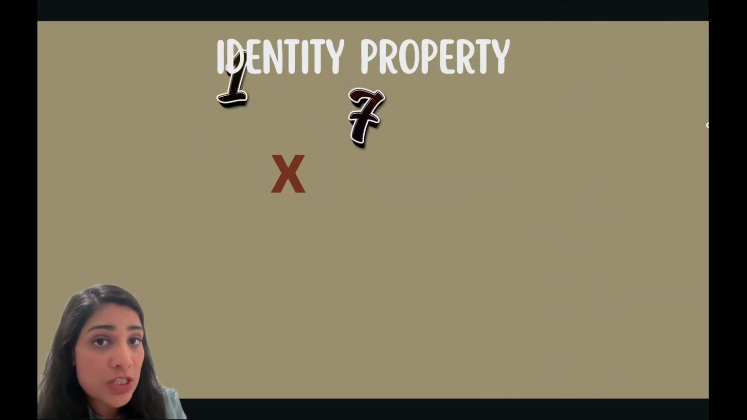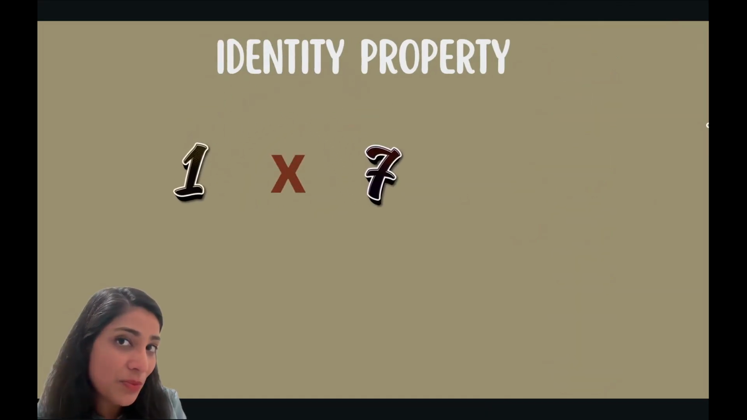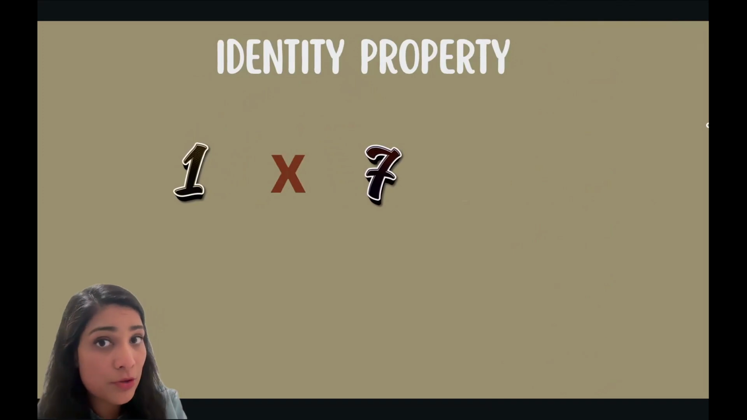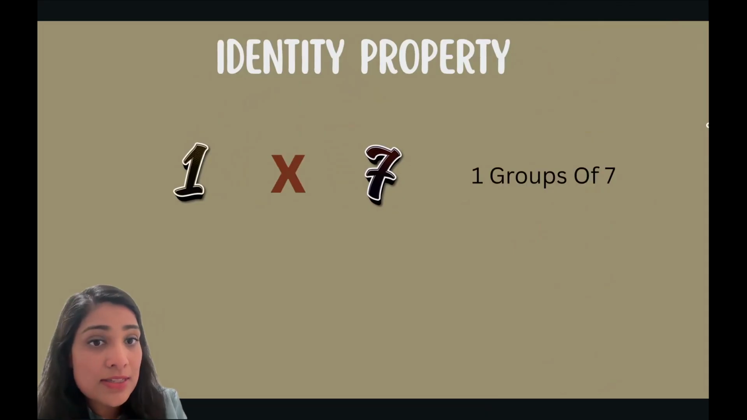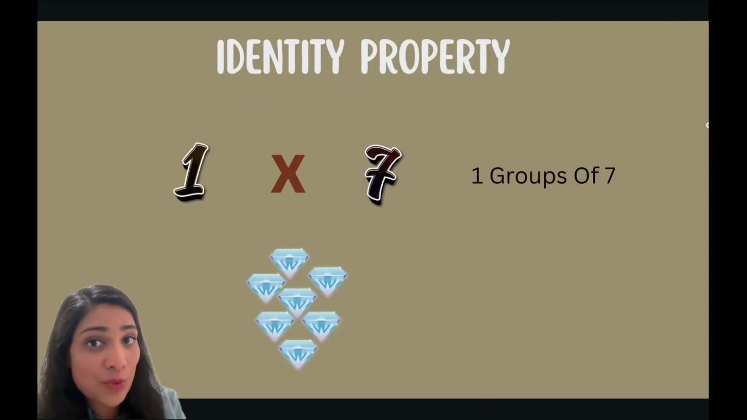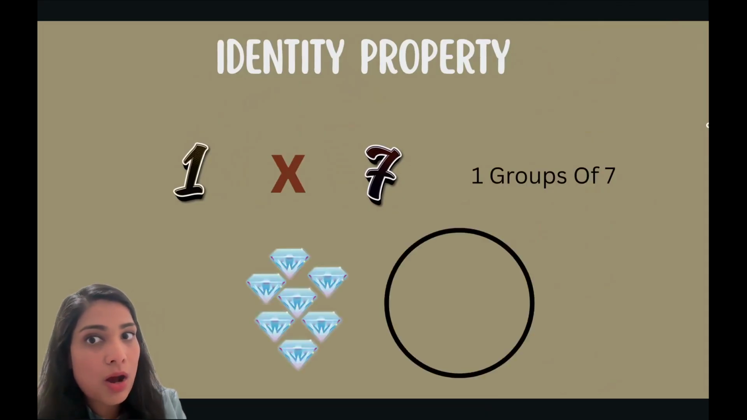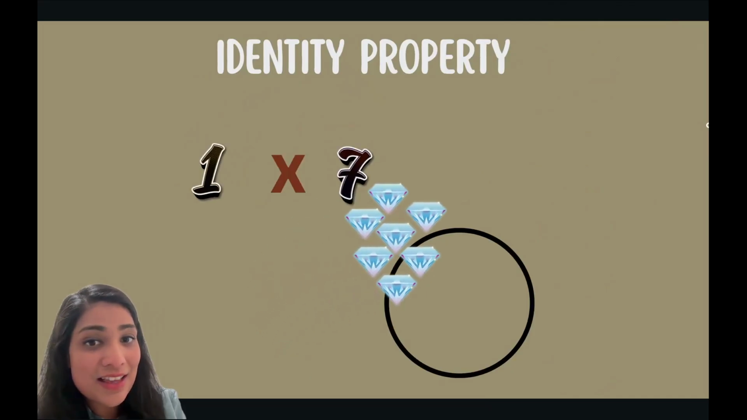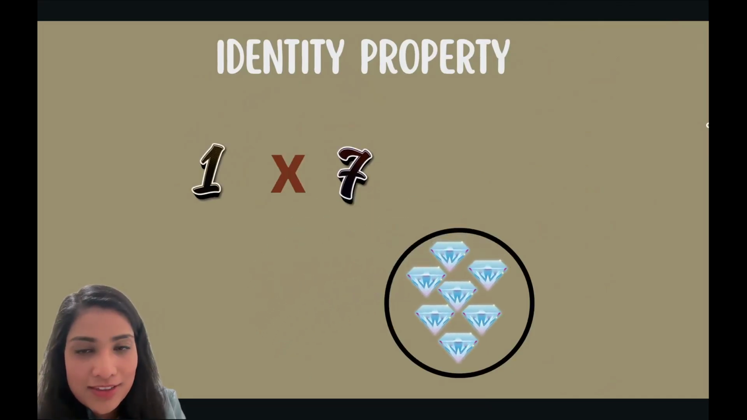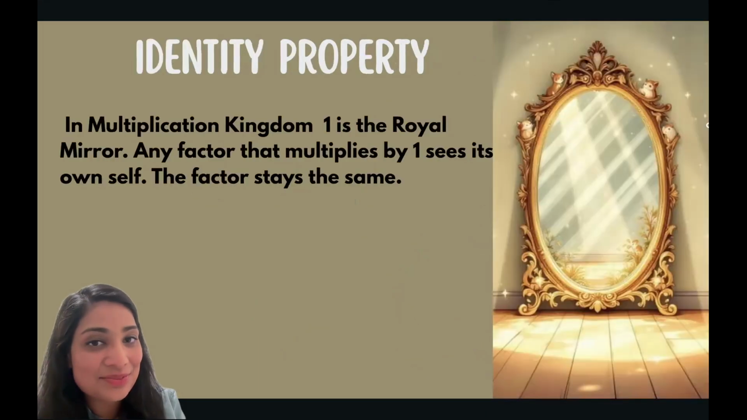So when we switch the places, do you think 1 times 7 will be 7? According to commutative property, yes. But let's prove it as well. 1 times 7 is 1 group of 7. Say we have 7 diamonds, and let's create one group. And let's place all the 7 diamonds into this. How many diamonds do you have altogether? Still 7. So 1 times 7 is 7.